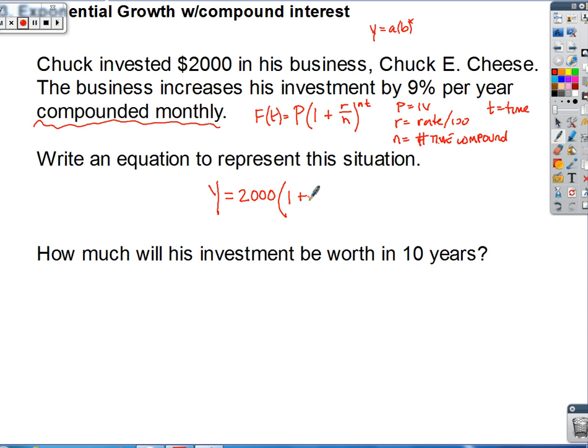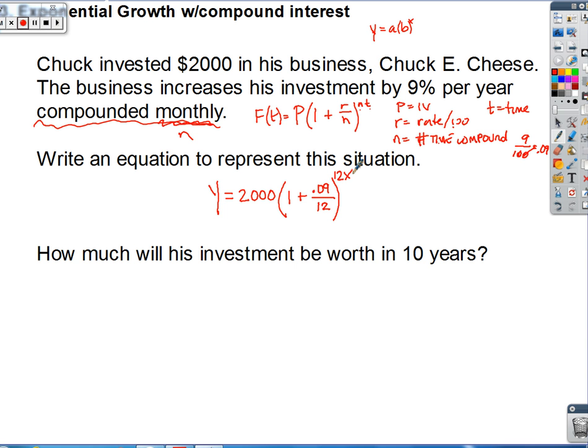1 plus, and then it's my rate divided by 100. So I need to figure out what that is. 9 divided by 100 is 0.09. So I have 0.09 divided by n, which is the number of times, which is monthly. So you got to know there's 12 months in a year. And then my exponent is nt, so 12x. X is my variable, t could be my variable, whatever you want.